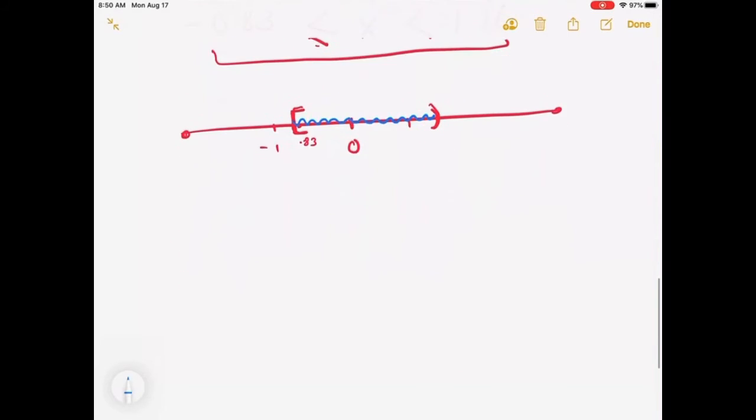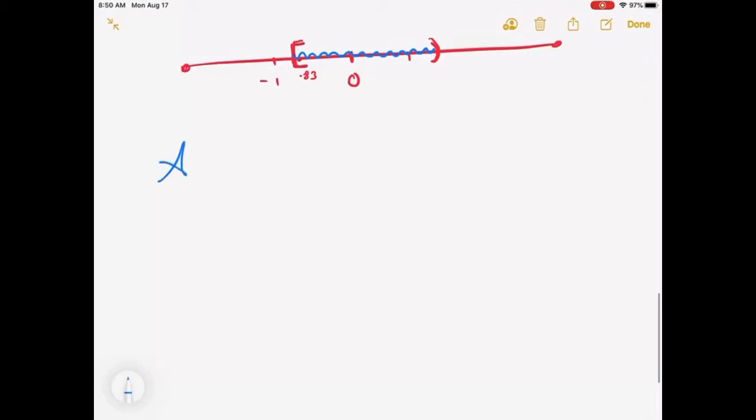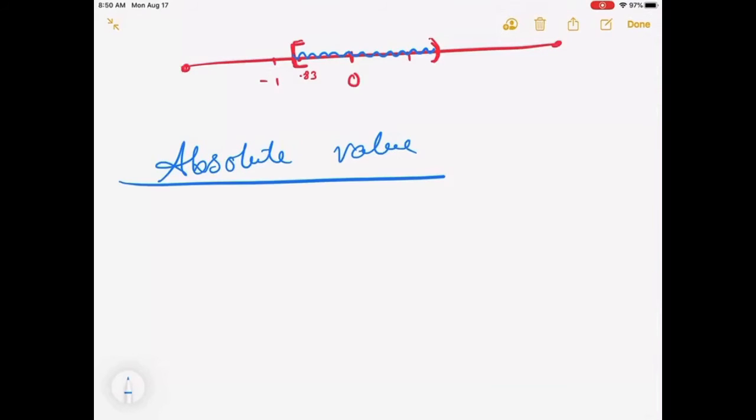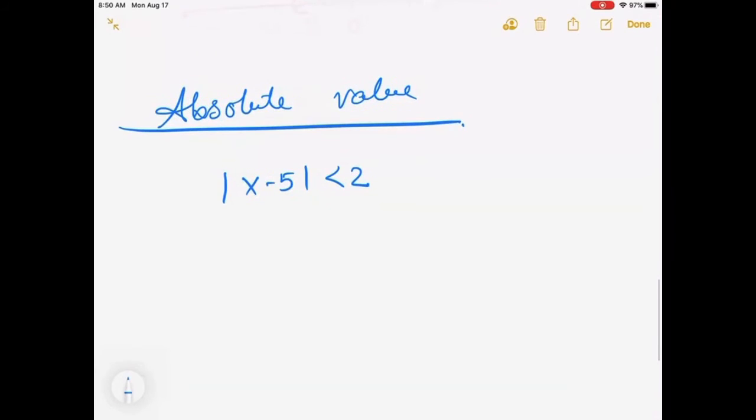Now let me go over absolute value inequality. So I have the absolute value of x minus 5 is less than 2. First step, since it's absolute value, just like normal equations, you have to have a positive and a negative side of this function. So I would make that first. I have x minus 5 less than 2. Remember, the positive side stays the same all the time. But what happens to the negative side?